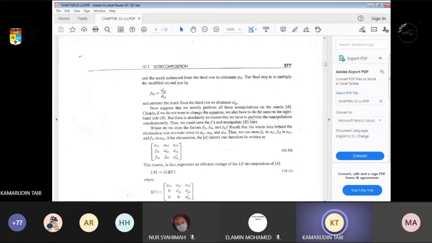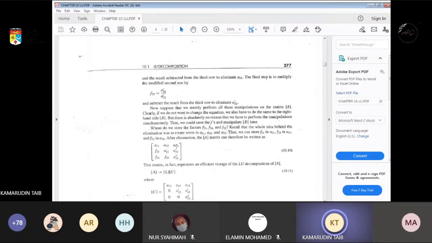Okay. Where do we store the factors F21, F31, and F32? Recall the whole idea behind elimination was to create 0 in A21, A31, A32. Thus, we can store F21 in A21, F31 in A31, and F32 in A32. So that's what I was telling you just now.